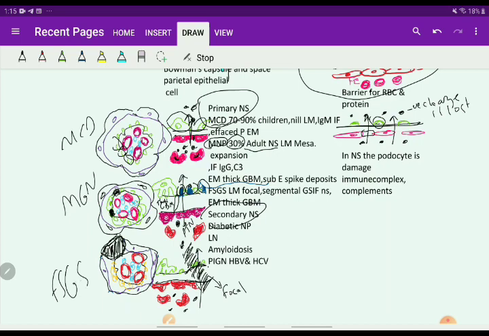If we come to the types of secondary nephrotic syndrome, the main important type is diabetic nephropathy, and we find that diabetic nephropathy is the most common cause of secondary nephrotic syndrome, and even the most common cause of chronic kidney disease in the world. Then lupus nephritis, amyloidosis, and post-infectious, which could be after development of hepatitis B or hepatitis C infection.